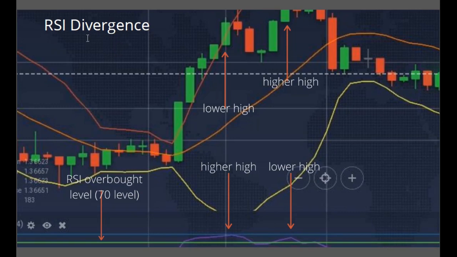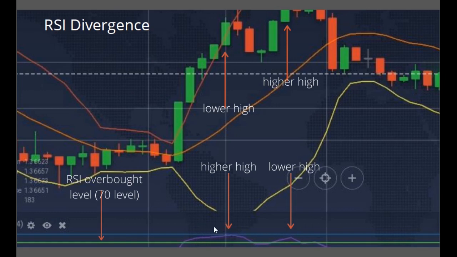Okay, so basically, the RSI divergence is what we consider the most important parameter of the relative strength index. And this is one of the components of our pattern, of our strategy. The RSI divergence is very, very useful and accurate.